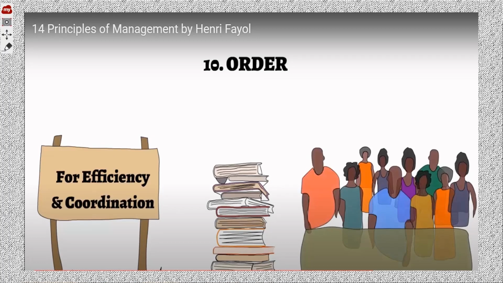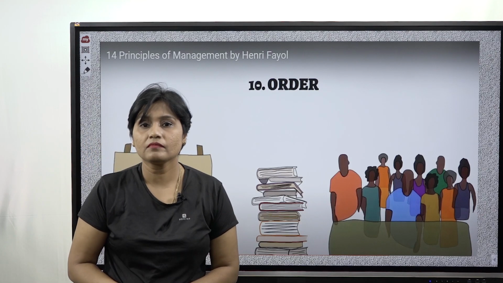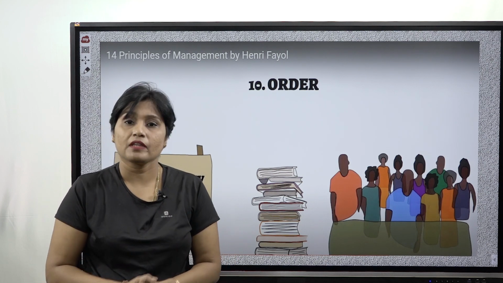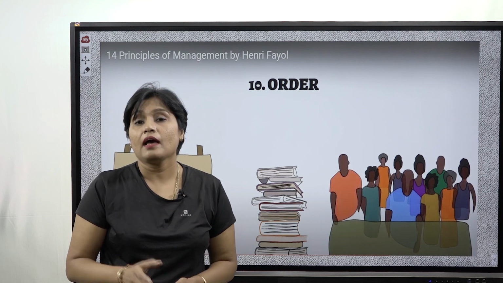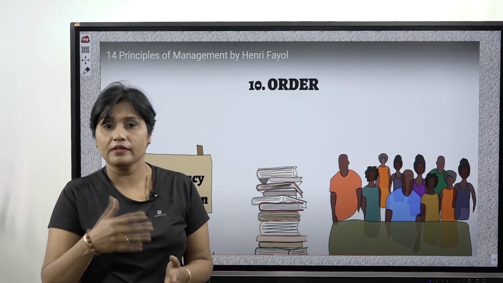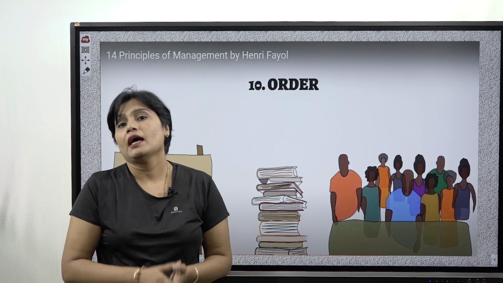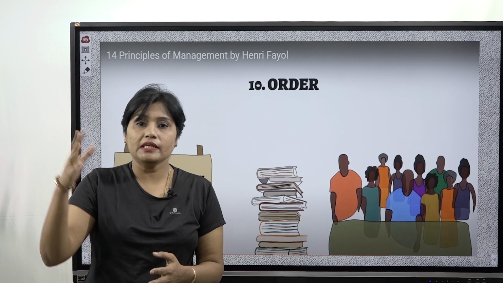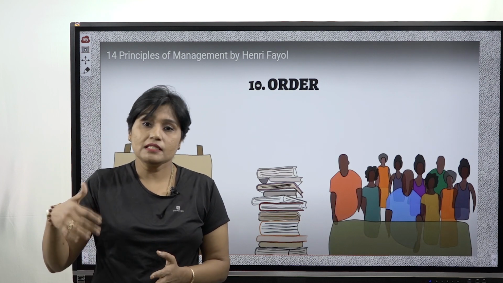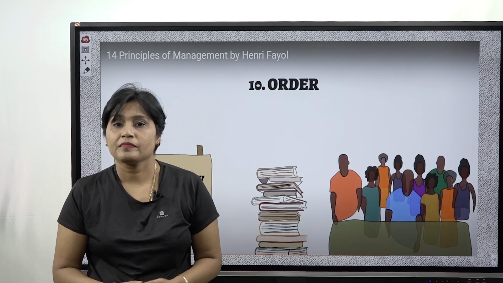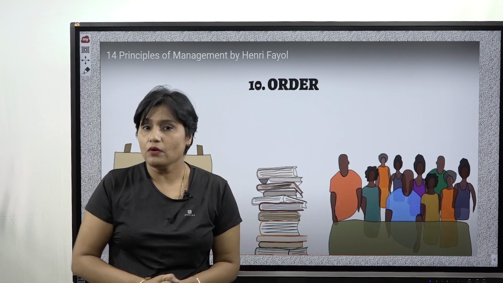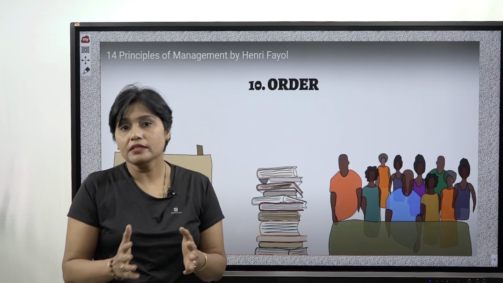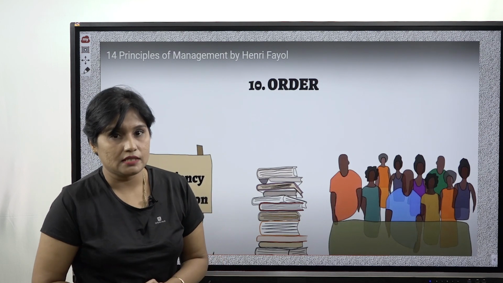Now next comes order. What do you mean by order? Order means a place for everything and everything in its place, or a place for everyone and everyone in their place. For example, you come from school. As soon as you come from school, what do you do? You throw your shoes, your socks, your keys somewhere else, and then next day morning you start searching for everything. If that happens in the organization, then every work will get delayed. That's the reason order is very important in the organization.